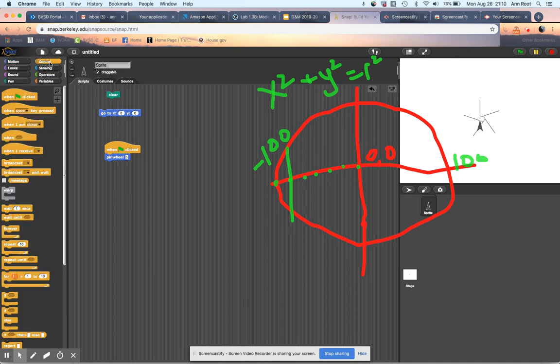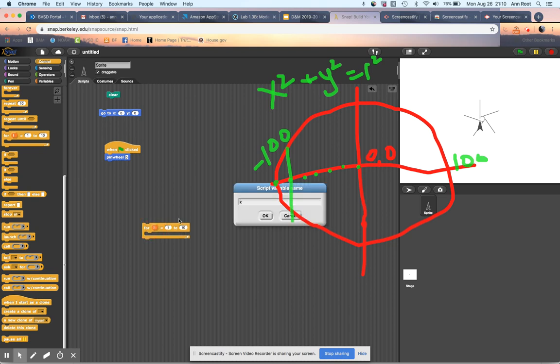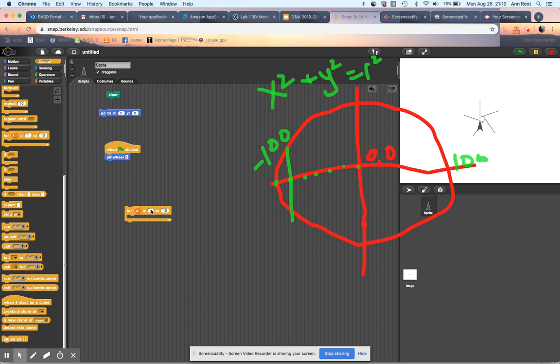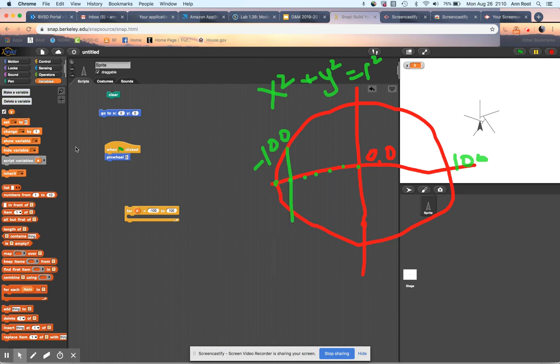I'm going to be using a for loop here, because that way I have a variable. I'm going to switch my i to be x for clarity's sake. I'm going to run from negative 100 up to 100, and that way I'll be going across my circle. Then I know I want to be calculating a y, so I'm going to create a variable called y and hit OK. And there it is.